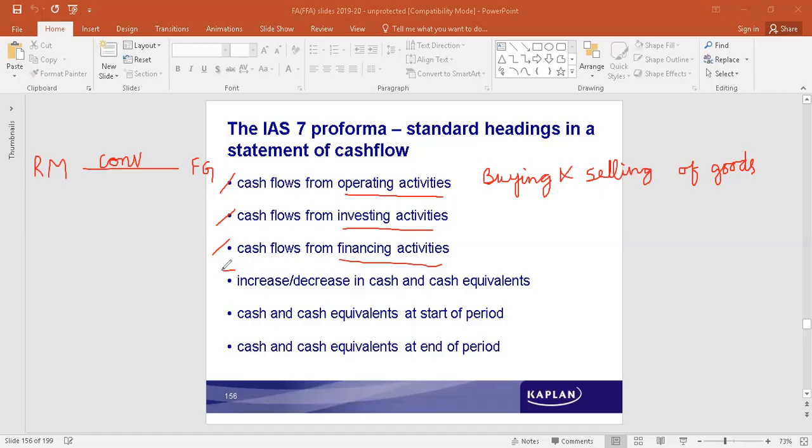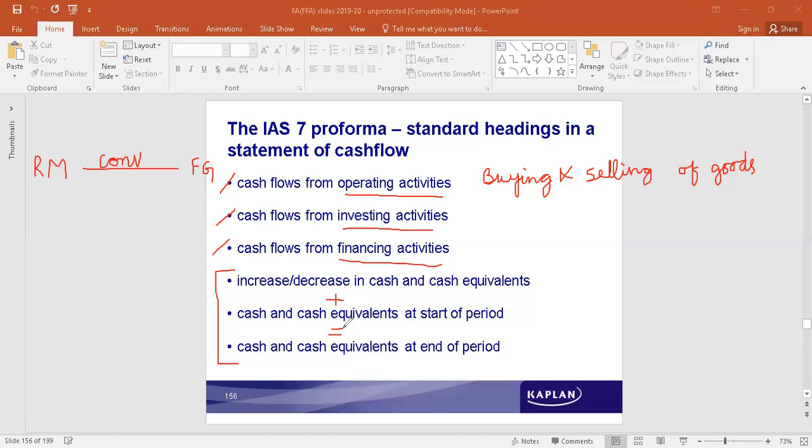Now, in this fourth section, the sum total of all these three activities is the net increase or decrease in cash equivalents. Then to this, whatever is the beginning balance of the cash and cash equivalents is added. And the resultant figure is the ending cash and cash equivalents. So that is accounted in the last or the fourth section.